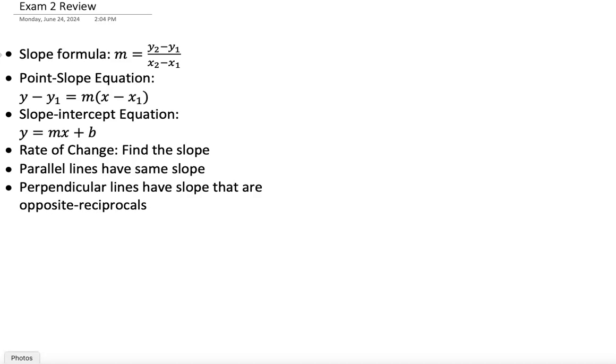Okay, so I have put on here some formulas to make sure that you have memorized for the exam. They will not be given to you on there, so make sure you know these.